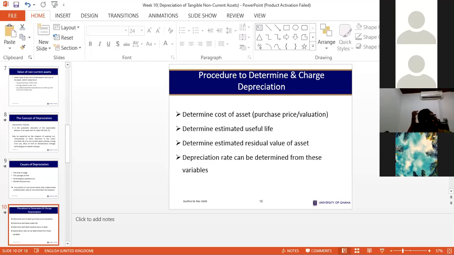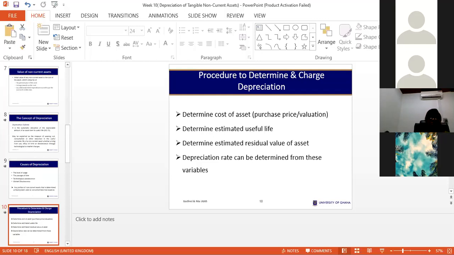Madam, please, is there a situation where they will not give you the residual value? How will you find the rate of depreciation, or how will you charge depreciation? If you're not given the residual value, you assume it is 0. So you just divide the cost over the number of years. Exactly. If you are not given the residual value in an exam or in anything, you make an assumption that it is 0.